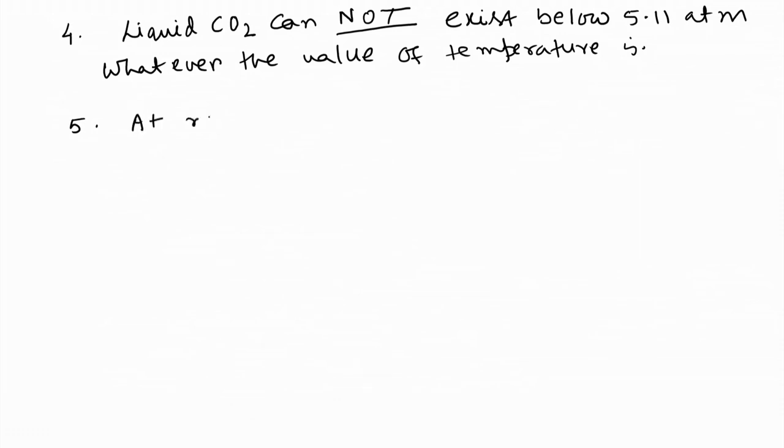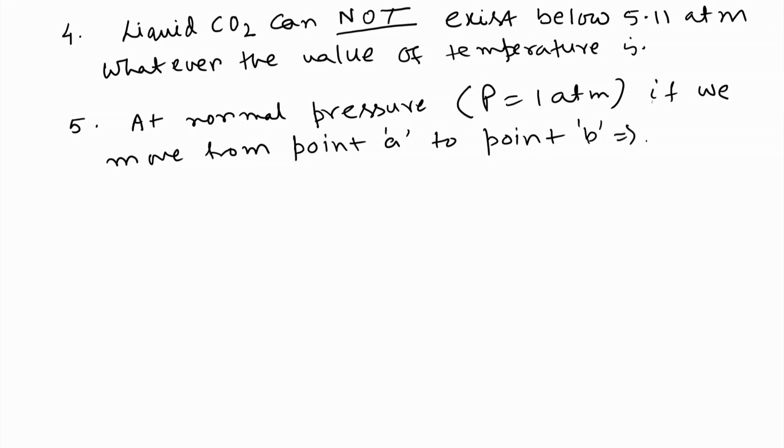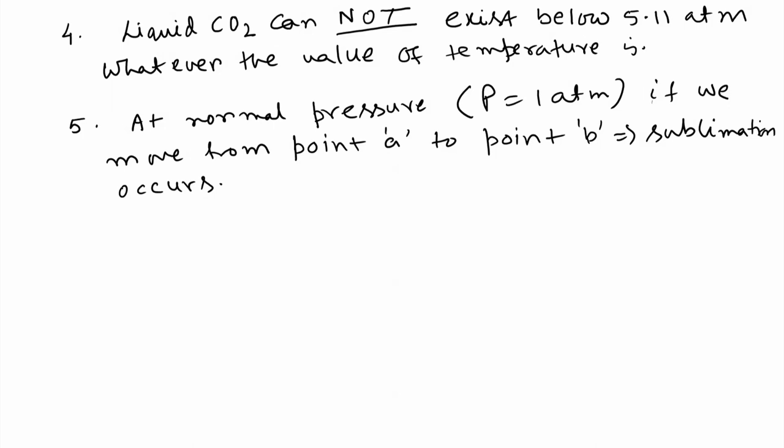Okay. Next point. At normal pressure, means when P is 1 atmosphere pressure, if we move from point A to point B, what do you get? Sublimation occurs. So if point A is here and we get to point B, going like this, from solid we get CO2 gas. From solid to gas we see sublimation.